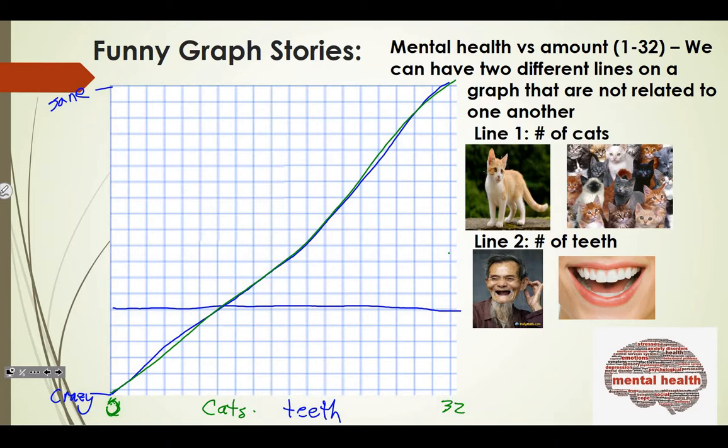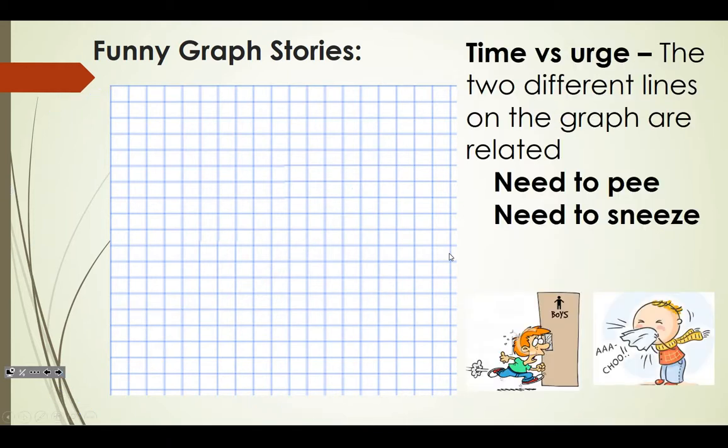You guys are nuts. All right, so we're going to try one. Maybe this one will get you guys moving. This graph is the need to sneeze or the need to pee? Okay. She's looking at me like, what? Okay, so along the bottom, what do you think we'll have on the x-axis? Time. Okay, good. Time.